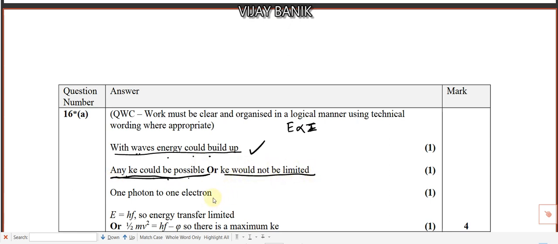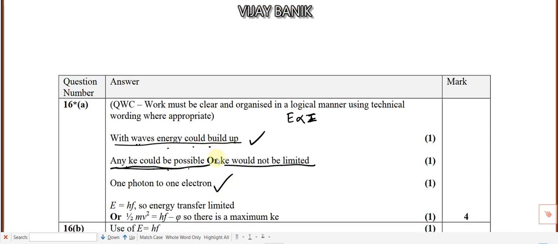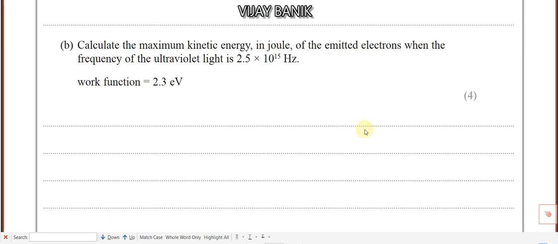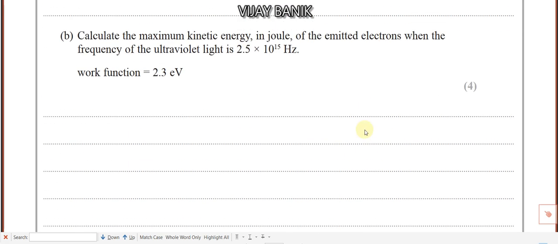But what happens in particle theory? There is only one photon and one electron interaction. So since this is the formula, there is a maximum, limited kinetic energy, because after the work function, whatever energy is left is converted to kinetic energy. I hope you guys understood this question's answer. Now, they said calculate the maximum kinetic energy in joules of the emitted electron.